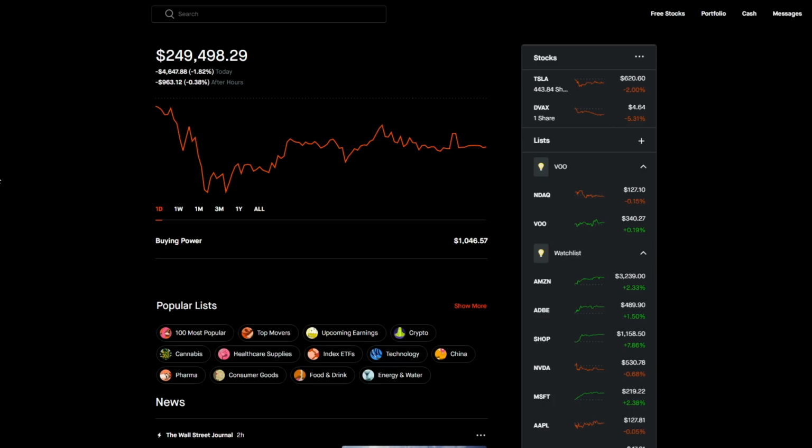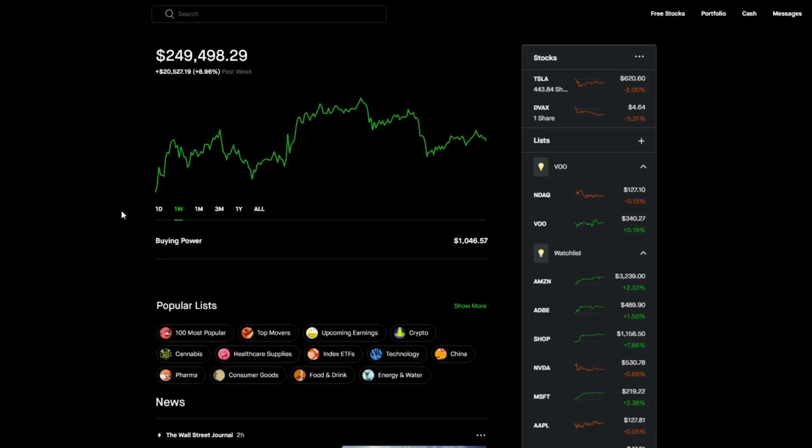Both yesterday and today were only around minus 2% drops, which is actually reasonably low for Tesla stock when we commonly have days where it's at minus 4% or plus 4%. So in total, we are still up 8.96% over the past week. And for the portfolio, that is a gain of plus $20,527.19.